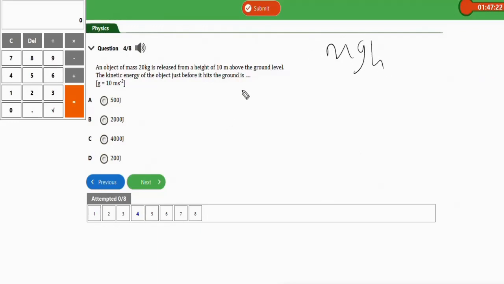So from the question, our mass is 20, our height is 10, and acceleration due to gravity is 10. When we multiply everything together, we're going to have 2000 joules. The correct option to this question is option B, 2000 joules. That's it for this question. Let's go to the next repeated question.